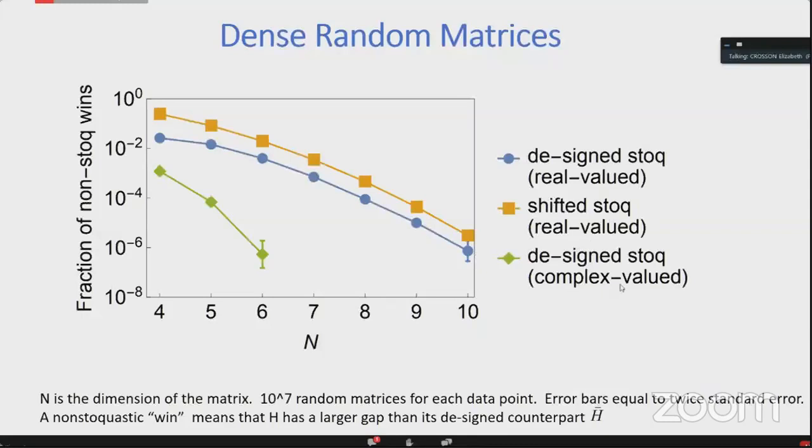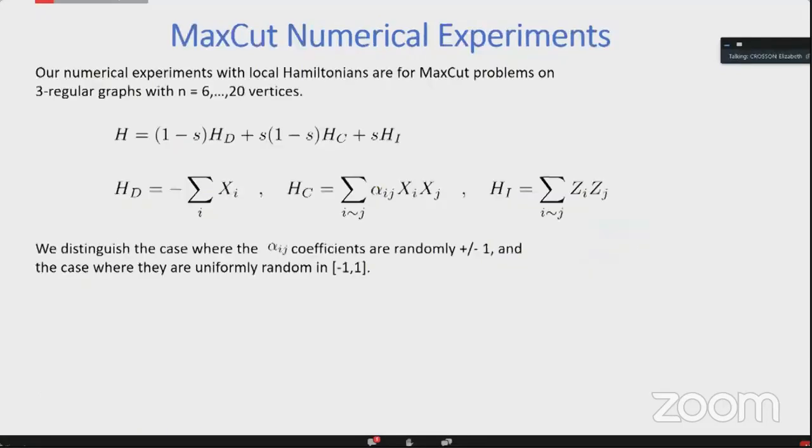And then the complex valued case is just worse than the real valued non-stochastic case numerically.